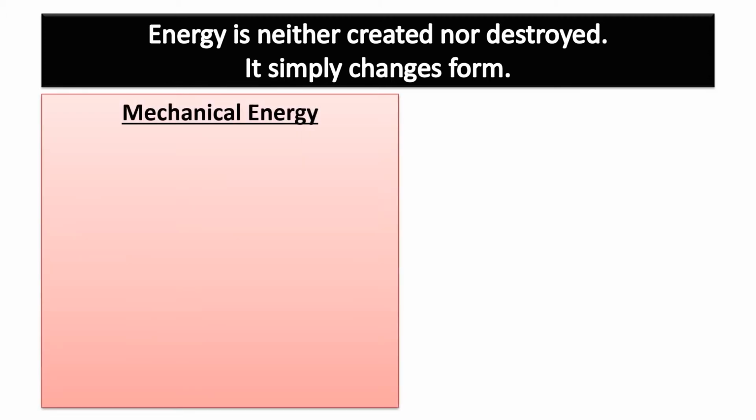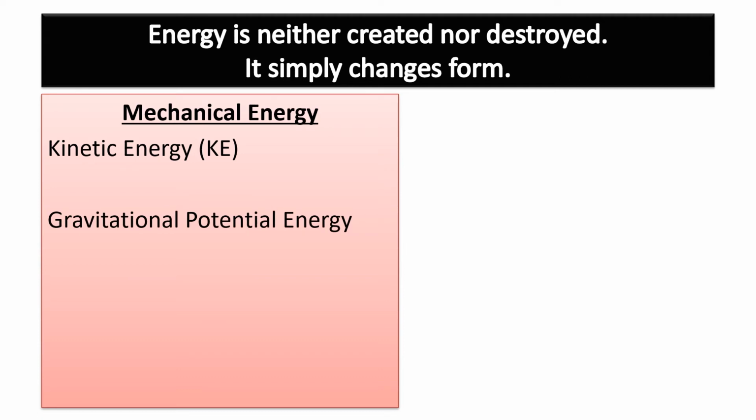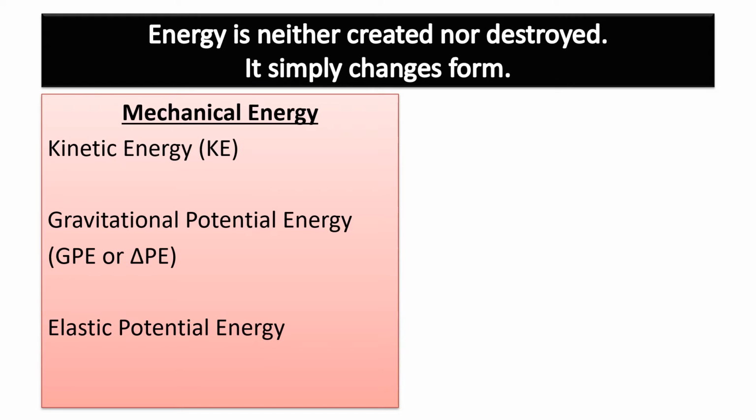So it says energy is neither created nor destroyed. It simply changes form. So here are the ones that we talk about. In mechanical energy, you have kinetic energy, which we'll use as KE to abbreviate. Gravitational potential energy. Now your reference table has it as delta PE, okay, the change in the potential energy. Sometimes I'll go GPE for gravitational potential energy. I think that kind of abbreviation makes sense, especially when we have elastic potential energy.